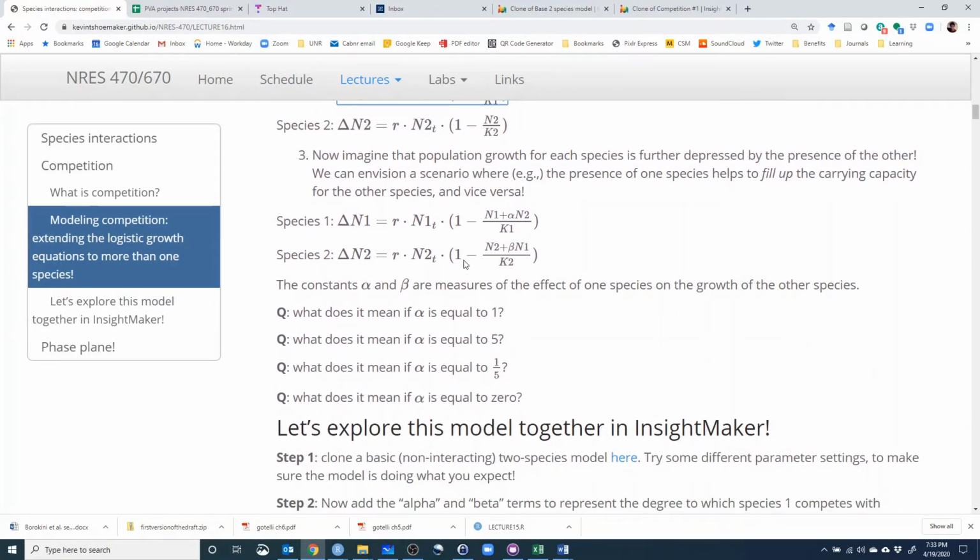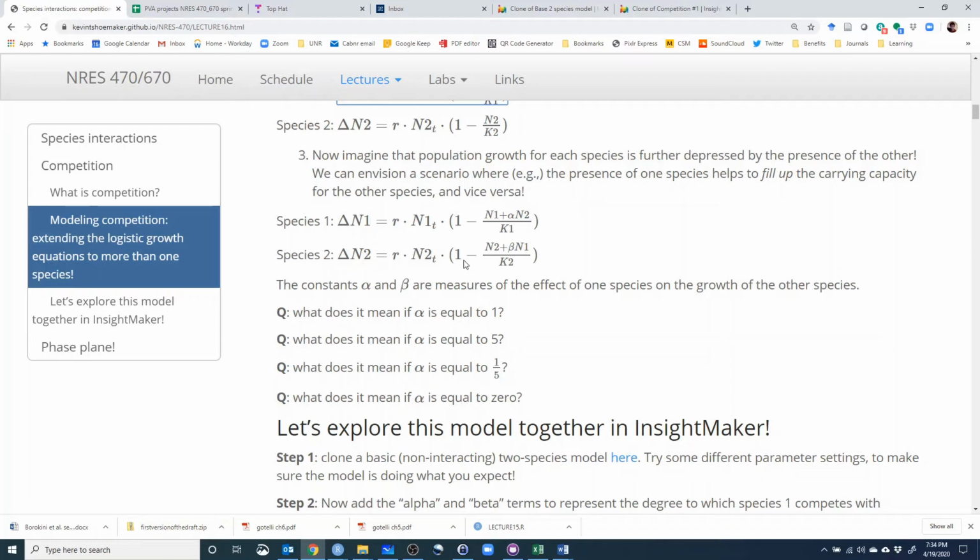Now we can imagine that the population growth for each species may be further depressed by the presence of the other, and this is where we start to get into competition. So we can imagine a scenario where species 2 actually can use some of the resources for species 1 and basically fill up some of the carrying capacity for species 1. So if there's some individuals of species 2 in the area, the area can't support as many individuals of species 1 because species 2 individuals are using up the same resources, and vice versa.